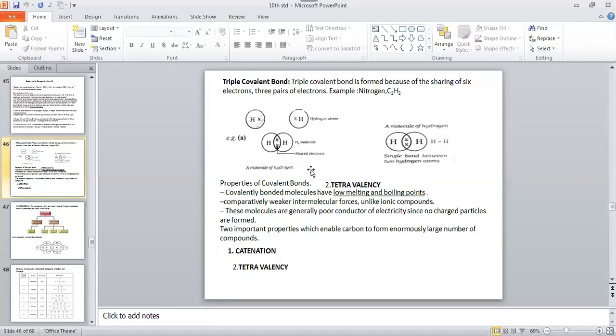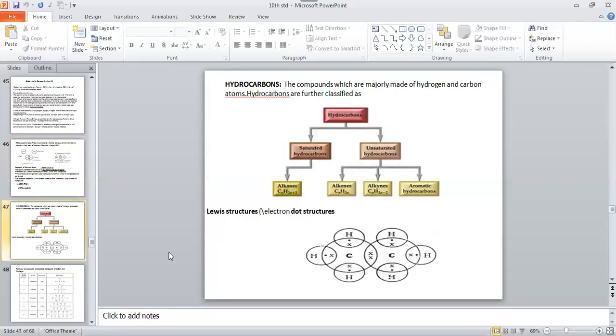The properties of covalent bond. Covalent bond molecules have low melting and boiling points. Comparatively, they have weaker intermolecular forces unlike ionic compounds. These molecules are generally poor conductors of electricity, since no charged particles are formed. 2 important properties which enable carbon to form an enormously large number of compounds are catenation and tetravalency. So these are the important properties of carbon. Therefore, a large number of carbon compounds are present.